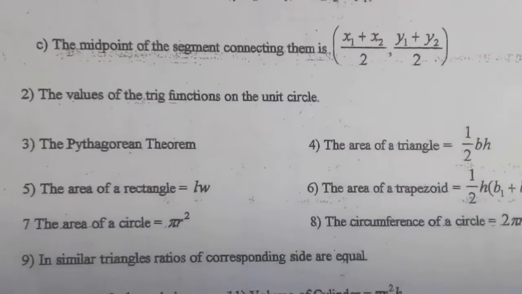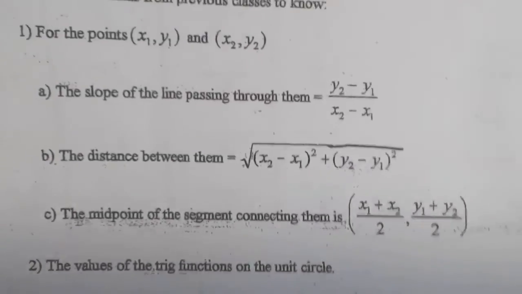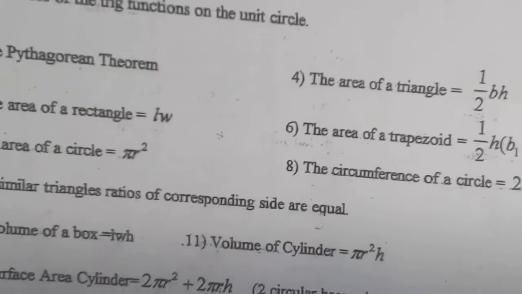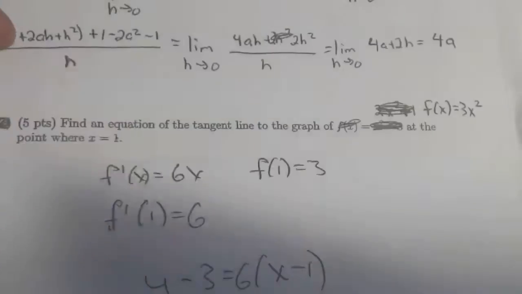stuff. I'll be darned. Well, it ought to have that. Those are things we've been using all year long. Well, let me just write your point slope. That's something that ought to be on there.